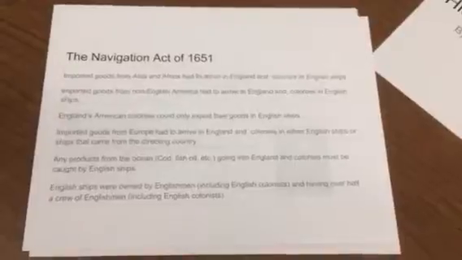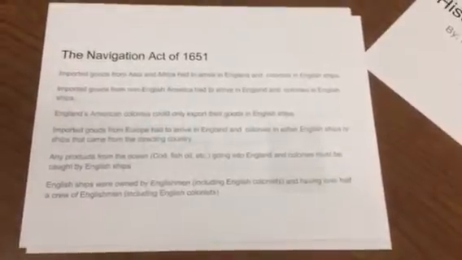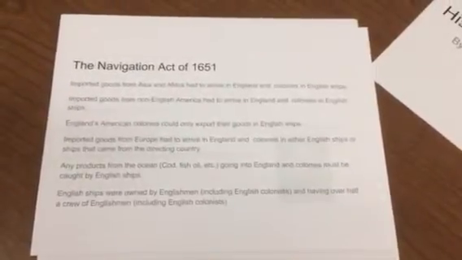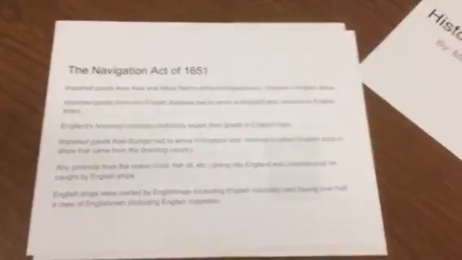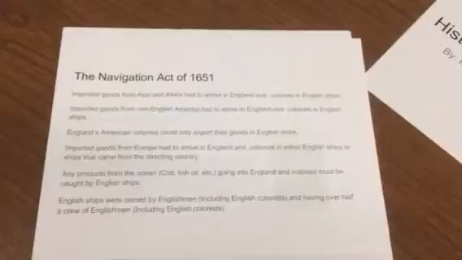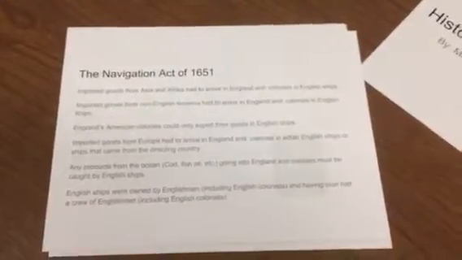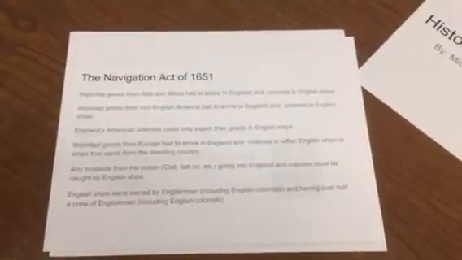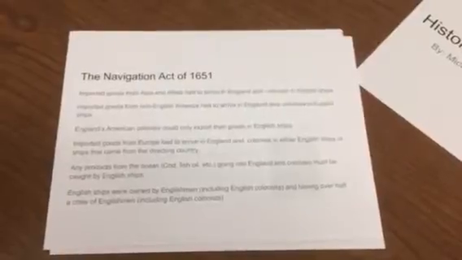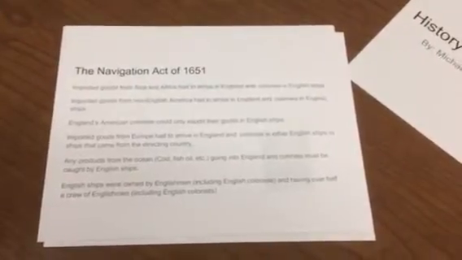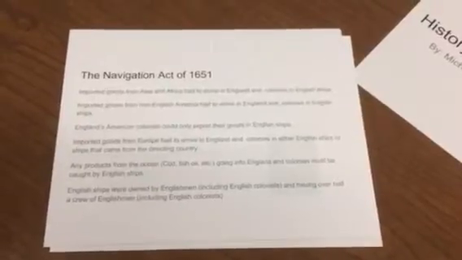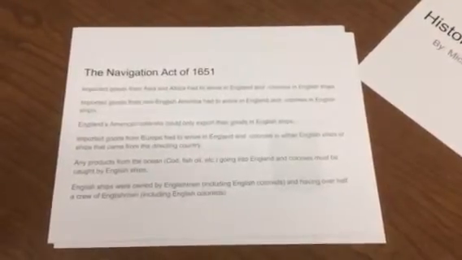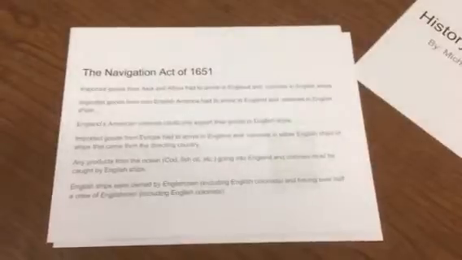Imported goods from Asia and Africa had to arrive from England and colonies in English ships. Imported goods from non-English America had to arrive in England and colonies in English ships. England's American colonies could only export their goods in English ships. Imported goods from Europe had to arrive in England and in their colonies in either English ships or ships that came from the directing country.